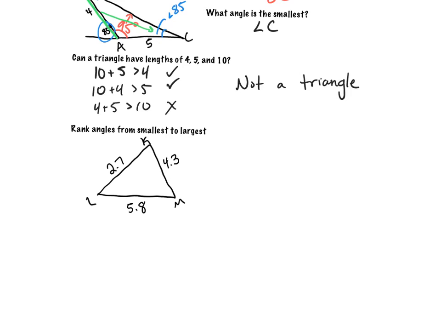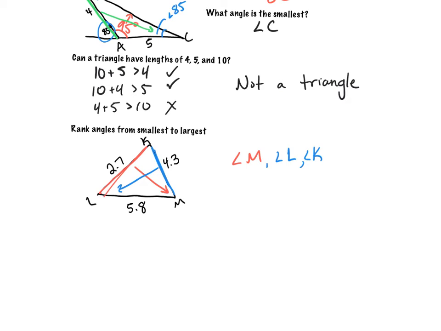This next one. Rank the angles from smallest to largest. If you want to rank the angles from smallest to largest, I need to look for what is my smallest side here. The 2.7 side, right? What angle's opposite 2.7? M, right? So angle M is the smallest. What's the next biggest size? 4.3. Right? L is opposite that. And then K has to be next. Right? Because it's opposite the largest side.